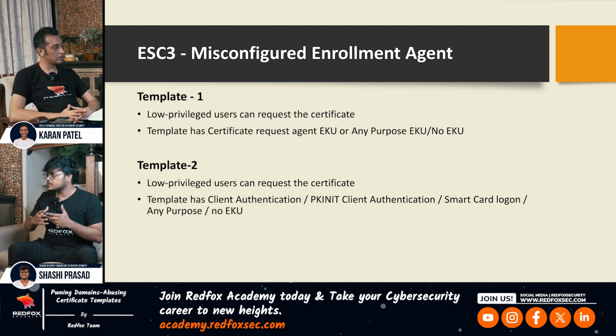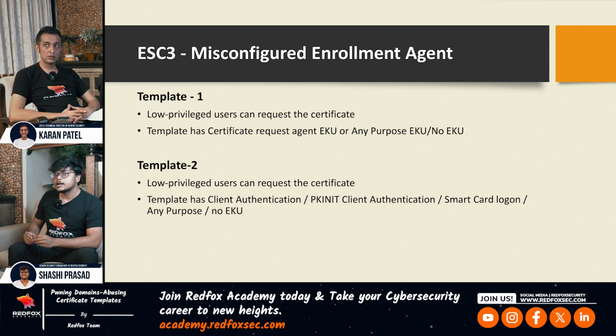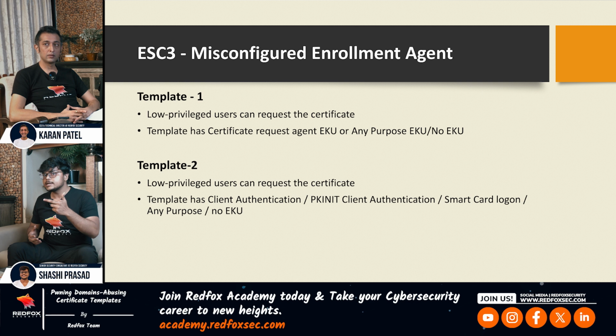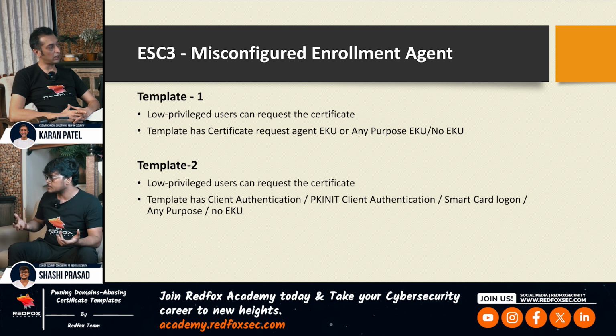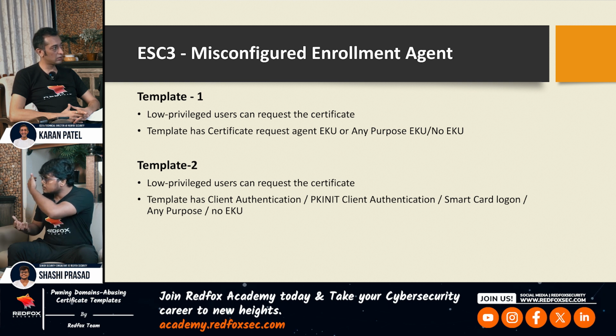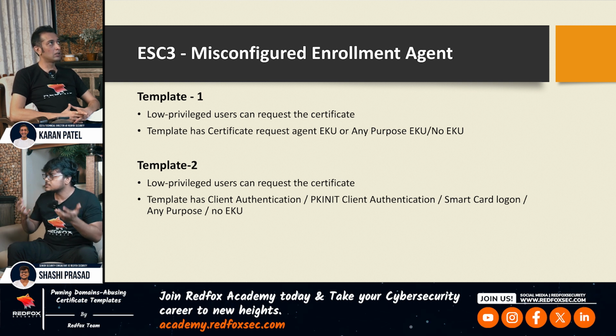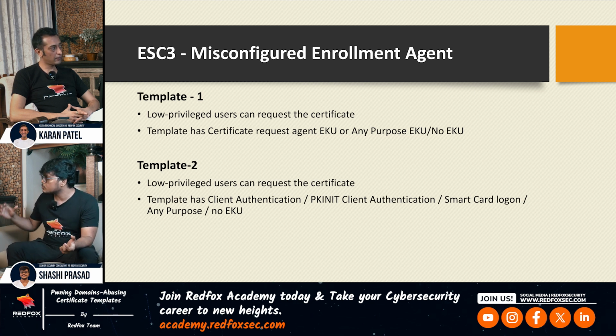Basically, we need two templates here. The first one is the template of the enrollment agent, and the second thing, using that enrollment agent certificate, we can request a certificate from another template. This other template must have client authentication enabled, so that we can request a certificate for this template on behalf of another user. So that's what ESC3 is. Using the enrollment agent certificate, we are exploiting another certificate on behalf of some other user.